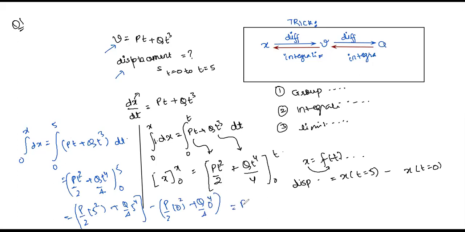So this will give you p by 2 into 5 square plus q by 4 into 5 power 4. So this will be your answer, and here you will have x minus 0, and therefore this is x, and you will call it displacement. Right. So is the concept clear to everyone?